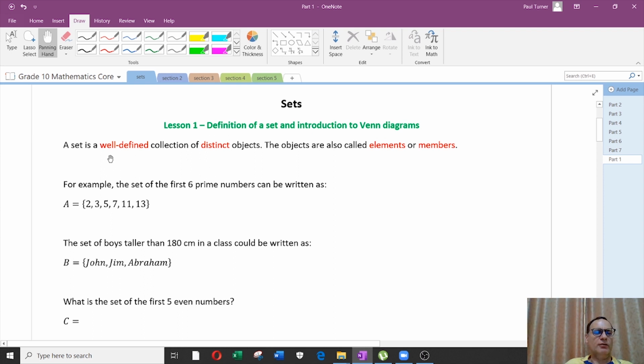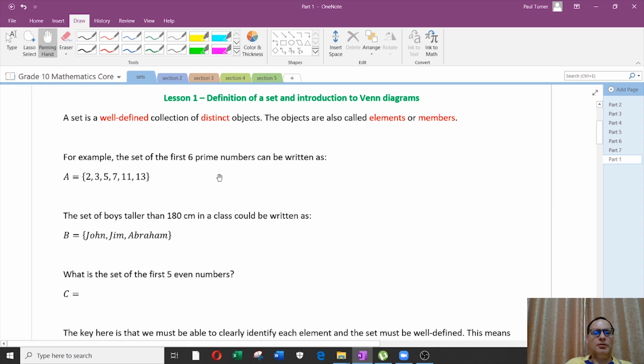Okay, so we should define what is a set. A set is a well-defined collection of distinct objects. And we can also call the objects in the set elements or members. These two are more common, elements and members. I tend not to call them objects.